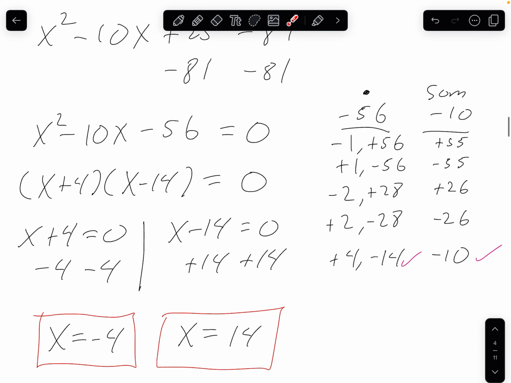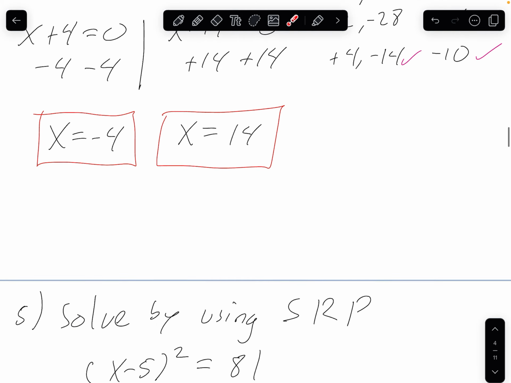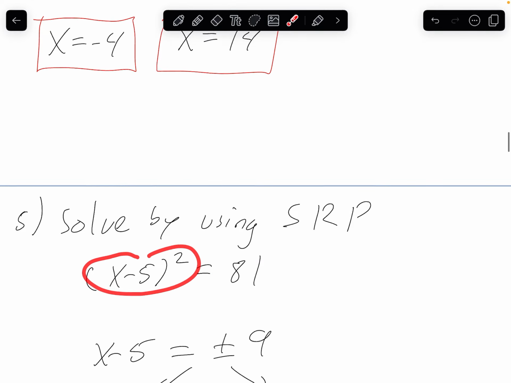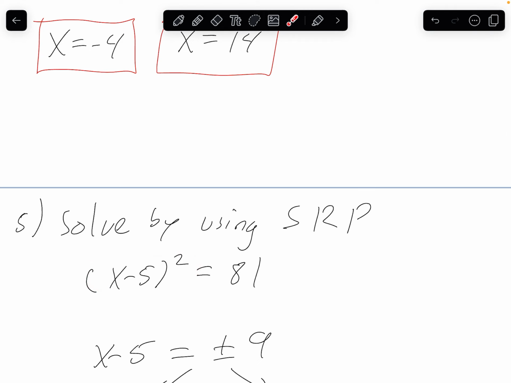Now let's take a look at the same problem solved with the square root property. X minus 5 to the second power equals 81. If we take the square root of both sides, and again, because x minus 5 is raised to the second power, that means the result is just x minus 5. I'll rewrite this again. X minus 5 to the second. We're going to take the square root, and that means we've got to take the square root of the other side as well, which is 81, and that result is positive or negative 9.